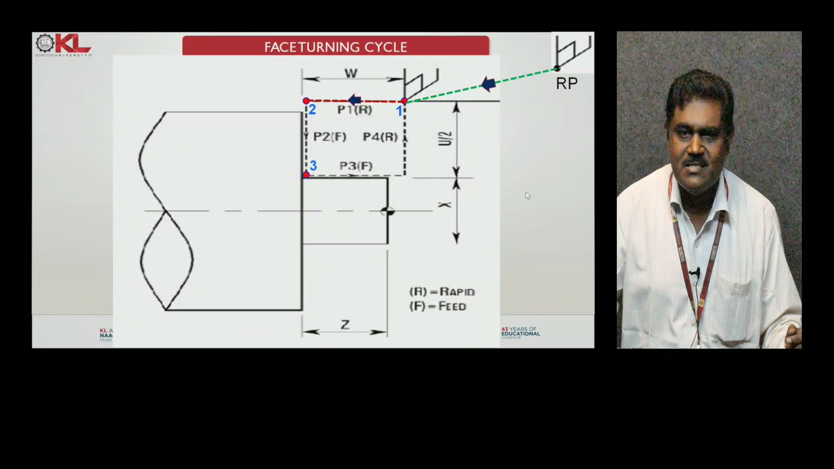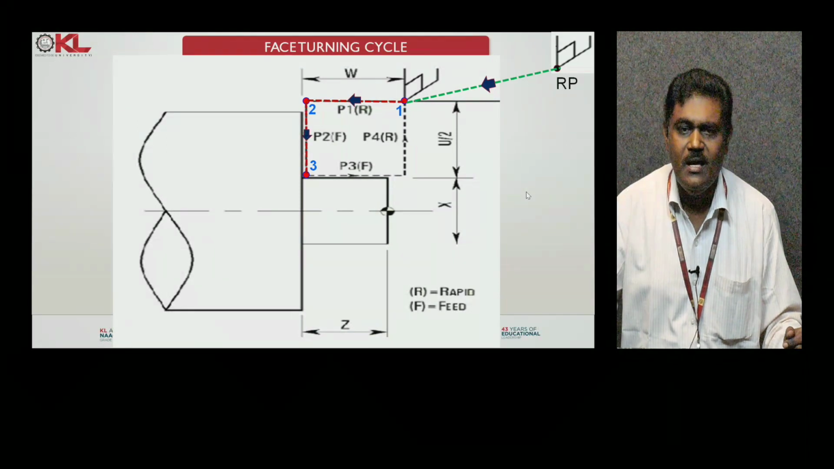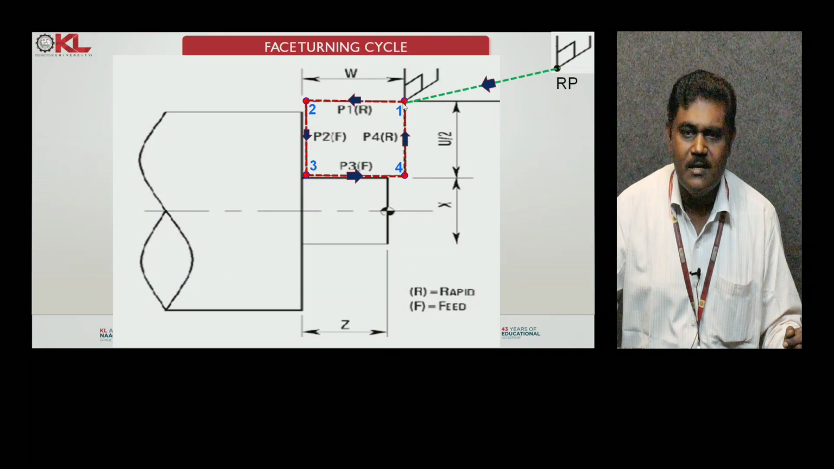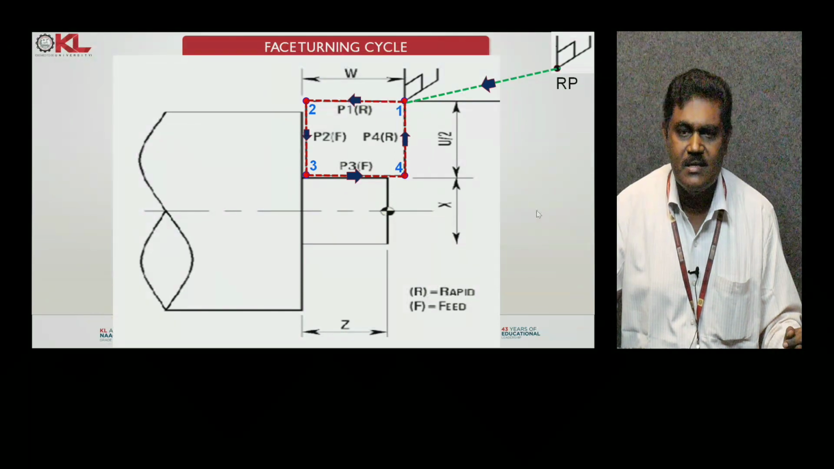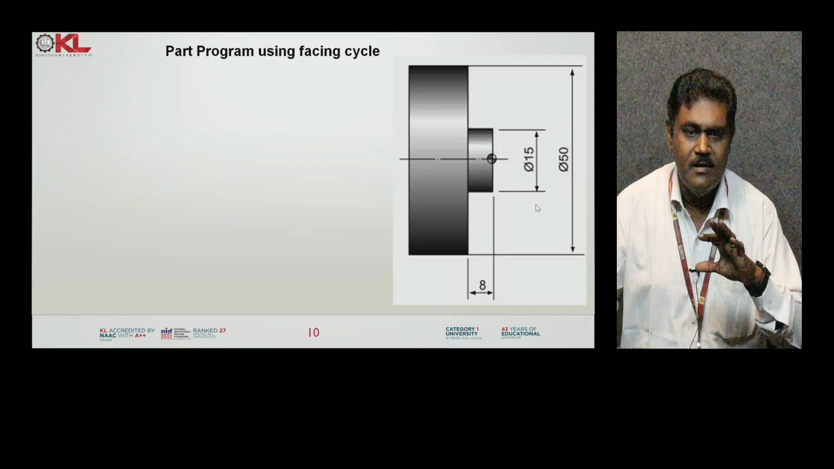Here actual machining is taking place, so we are giving the feed. With the feed the tool moves from 2 to 3. Again from 3 to 4 the tool moves with the feed, because some of the material you want to remove. And from 4 to 1 it is again rapid movement, because material cutting is not taking place. So, that is the way you can operate the phase turning cycle.